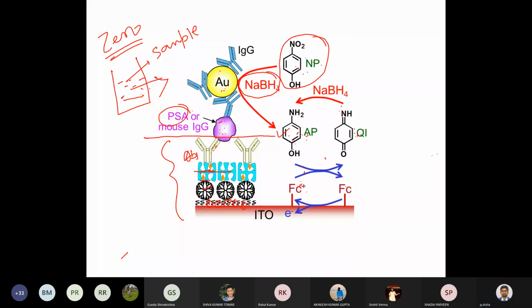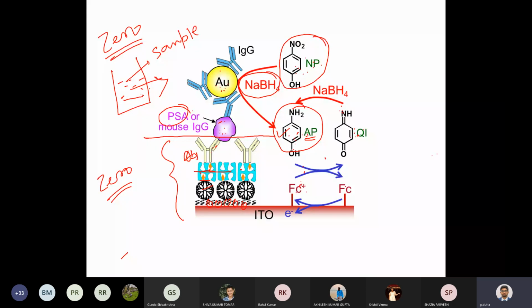So how will you generate it? As your sensor surface already contains gold nanoparticle, your NP, that is nitrophenol, will be converted to aminophenol. So this aminophenol will only be on your sensor surface if there is gold nanoparticle. So if your sample has 0 concentration of prostate specific cancer marker, then you cannot generate this aminophenol. Clear? You can't generate this aminophenol because there is no gold nanoparticle. Now, as you have the prostate specific marker present in your sample, you are generating aminophenol, and your sensor surface is already coated with some iron mediator.